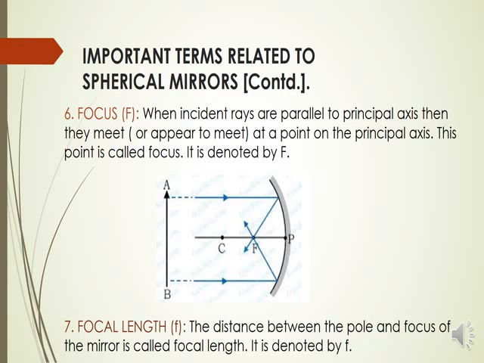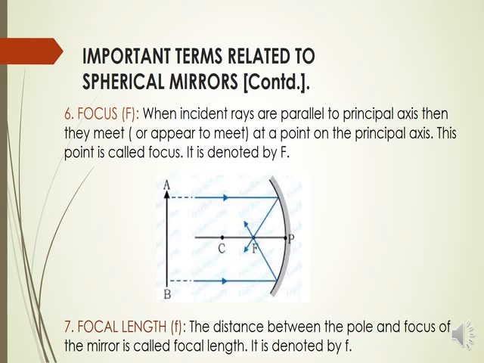So, dear students, just have a look at this diagram. In this diagram, a concave mirror is there and two incident rays are coming towards this concave mirror and these incident rays are parallel to principal axis. And after reflection from this concave mirror, they pass through focus.